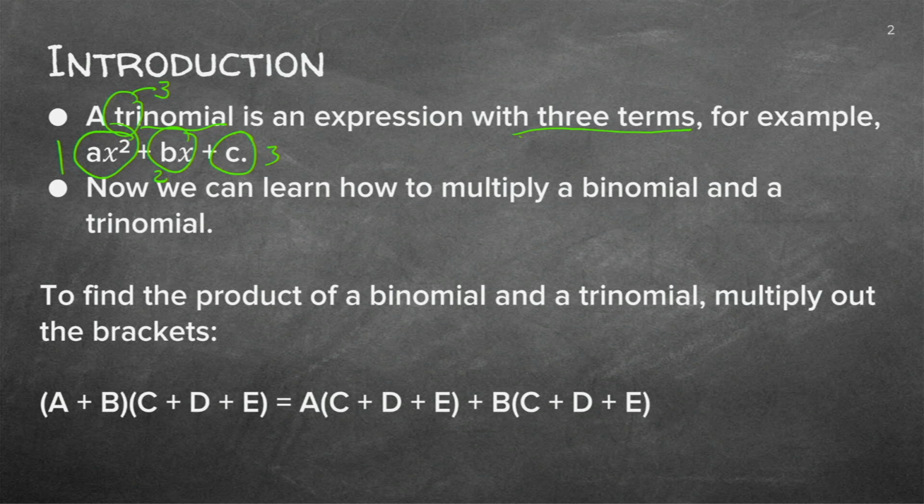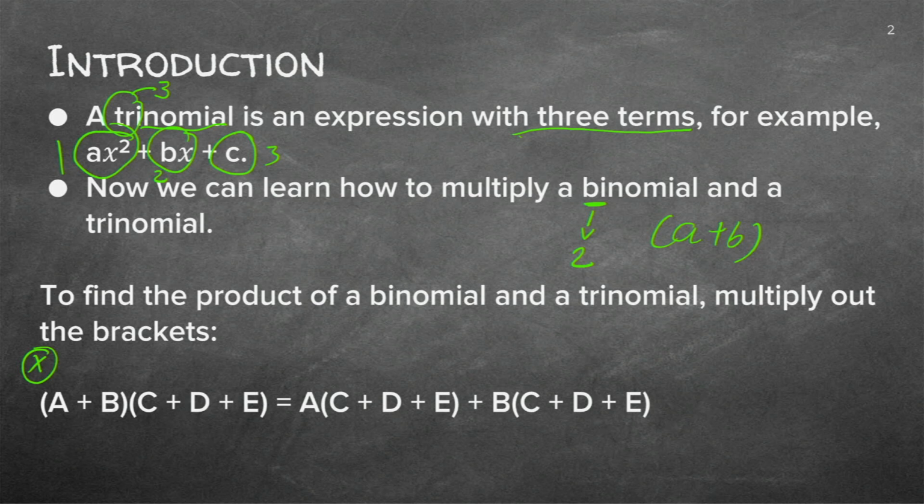And now we can learn how to multiply a binomial and a trinomial. So I'll take you back to what a binomial is also. When you have a binomial, it means you must have two terms. So if you have a plus b, that is a binomial. We call this a binomial. So to find the product of a binomial and a trinomial, multiply out the brackets. So we now have a method to multiply out the brackets.